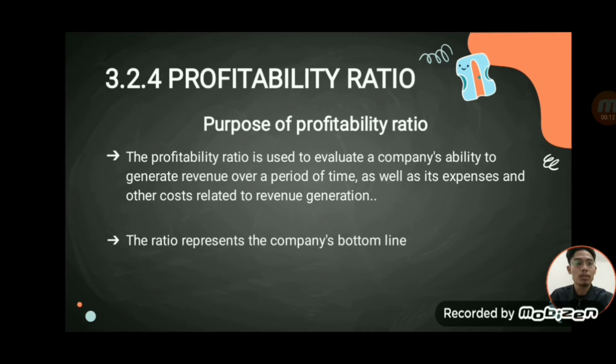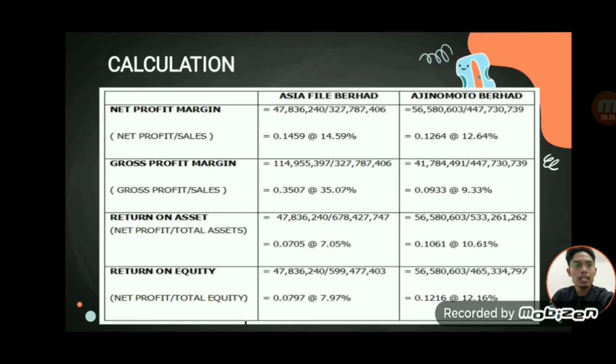In my part, I will continue from the previous presenter, who presented about the profitability ratio. The purpose of the profitability ratio is to evaluate a company's ability to generate revenue over a period of time, as well as its expenses and other costs related to revenue generation. The ratio represents the company's bottom line. This is the calculation for both companies, Asia File Corporation Berhad and Ajinomoto Berhad.